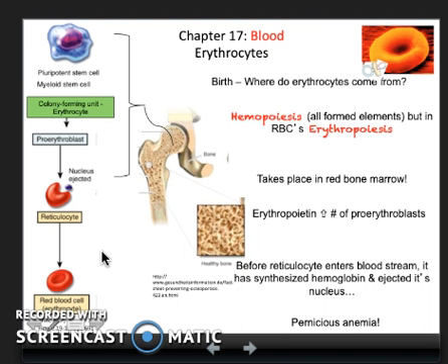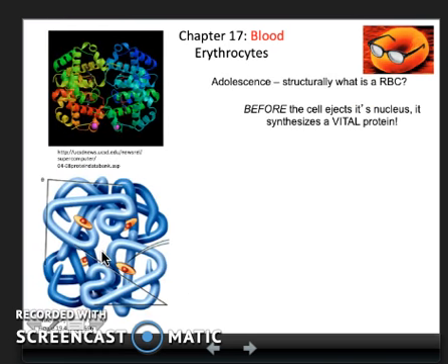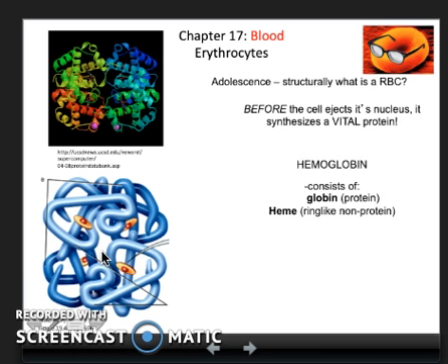Okay, so that's where our erythrocytes come from, through erythropoiesis and erythropoietin. This increases the number of proerythroblasts present in our bone marrow. So let's move on to adolescence. Before the proerythroblast ejects its nucleus, it synthesizes this vital protein, hemoglobin. It consists of a globin, which is the protein part, and the heme. These are ring-like non-proteins. You can see them over here. I've got an arrow for you. There's the protein. There's the heme unit.